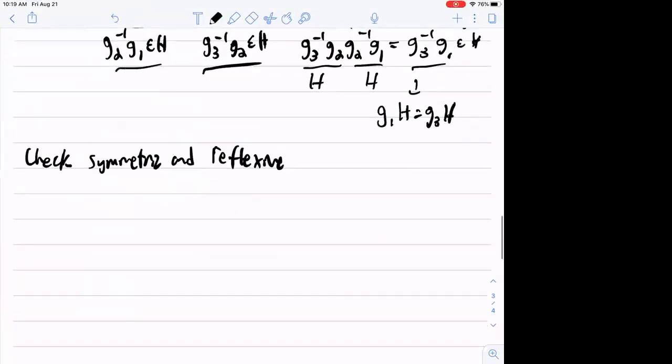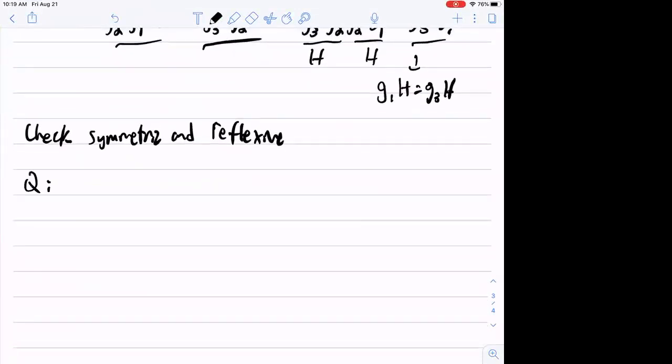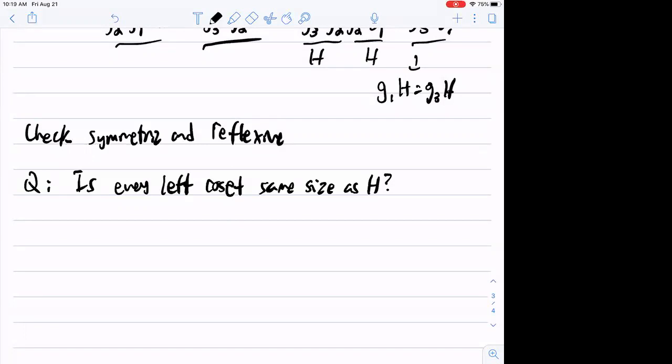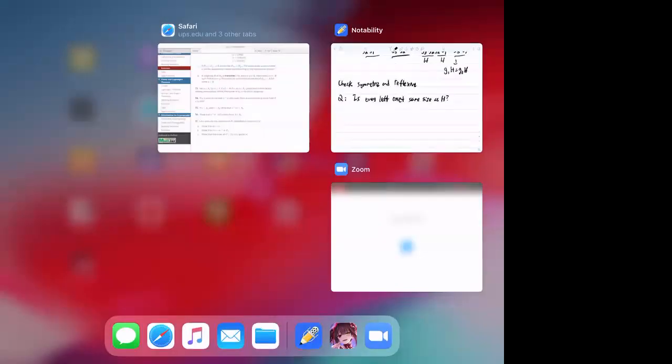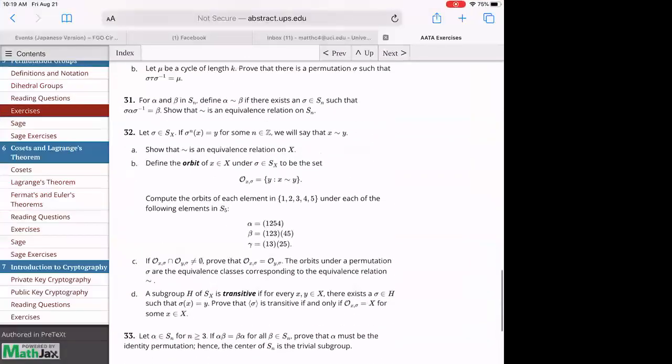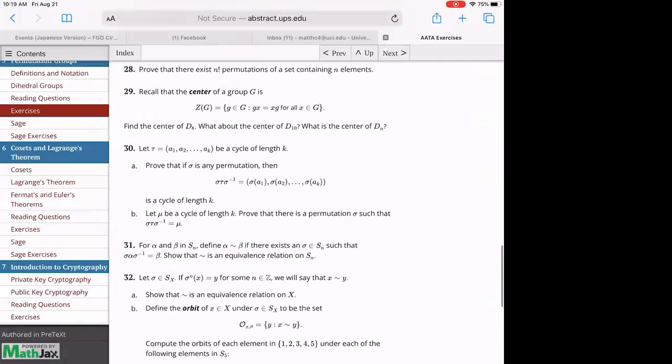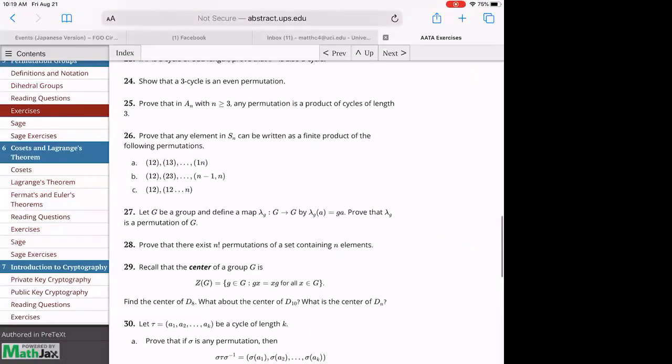So the question is, is every left coset the same size as H? And the answer is yes. I actually proved this. If you go to the discussion video from last week, I did problem 27. And problem 27 is exactly, why is GH the same size as H?